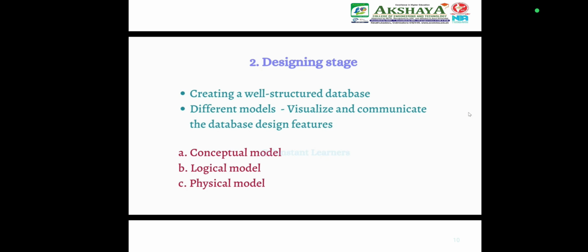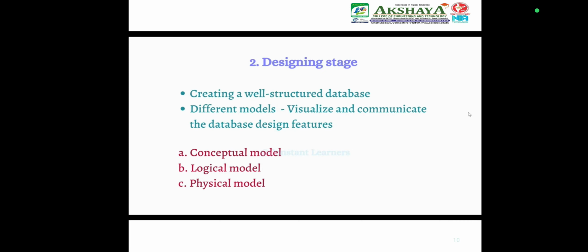The second stage is the designing stage. In the designing stage, we can create a well-structured database. Different models visualize and communicate the database design features. Database design is the process of creating a design that helps in achieving the objectives of the database system under development. Database design is carried out in three main phases.